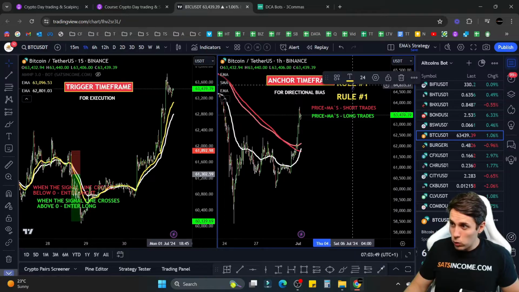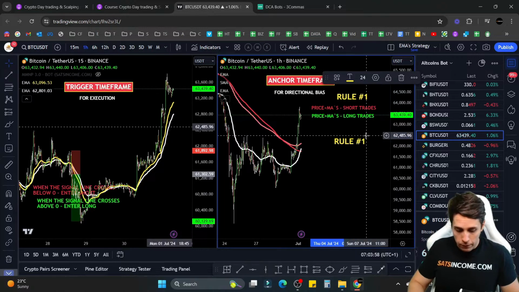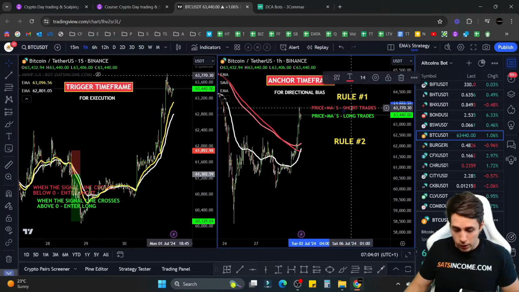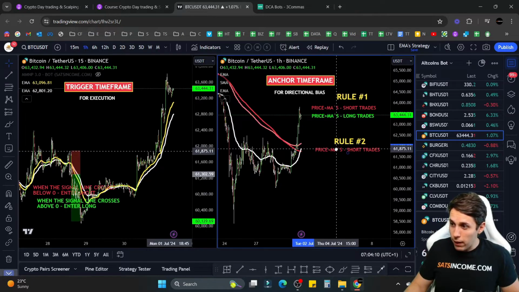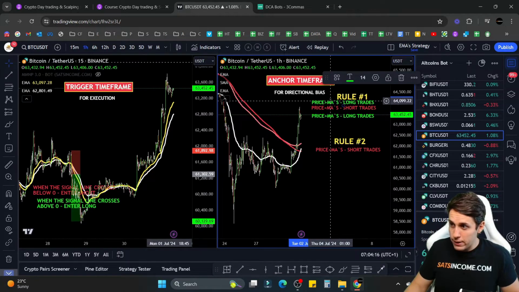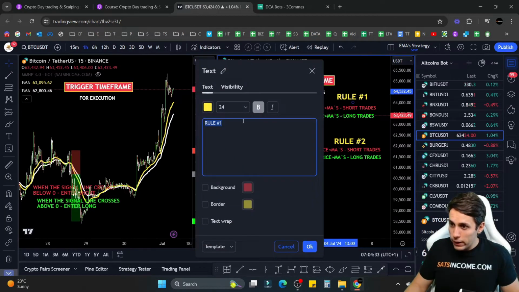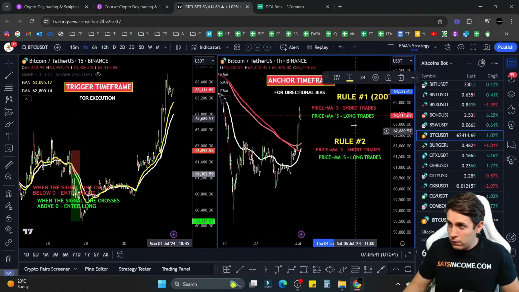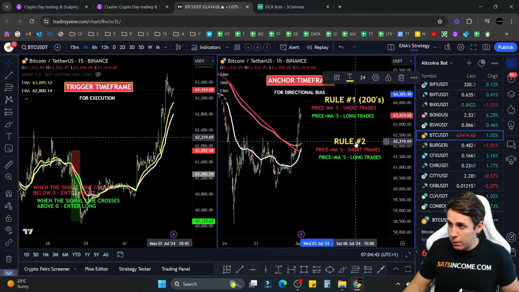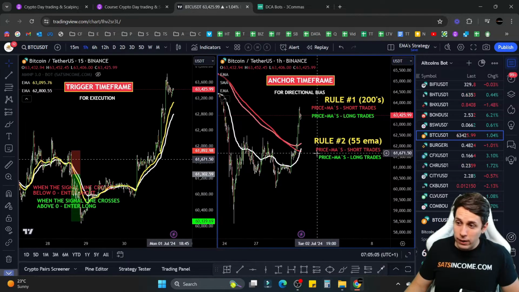However, there is also another moving average, right? We also have the 55 moving average. So what do we do with the 55 moving average? Well, it's the same thing, right? When price is below the 55 moving average, which is the white one right here, we are only looking for shorts. And when price is above the 55 moving average, we are only looking for longs. So it is basically the same thing. I'm just gonna add here some notes. So this is for the 200s, and this is for the 55. It's basically the same thing. So that's about the anchor time frame. And don't worry guys, I'm gonna give you plenty of examples.